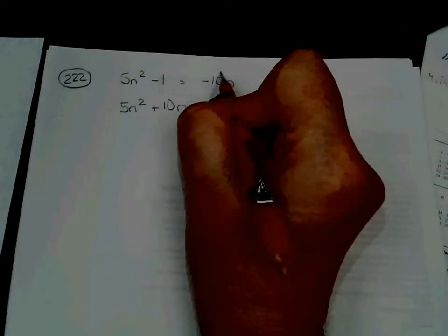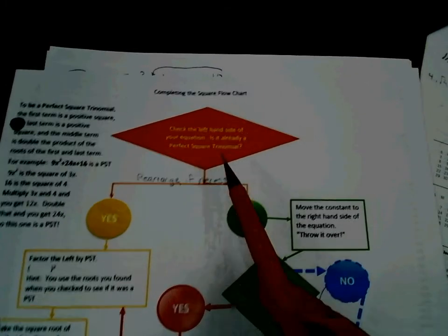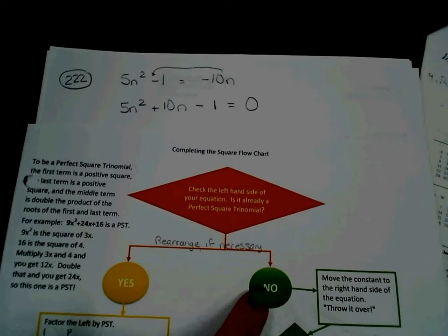You see what I did? I moved the negative 10n over, and I just plopped it right there. I didn't move the negative 1, so it's still negative. So now I've got to answer this question. Is it a perfect square? 5 is not a square, so the answer is no, so I follow the green no.